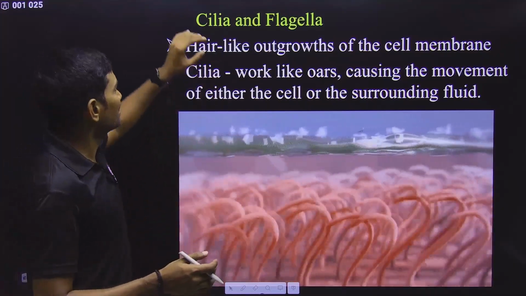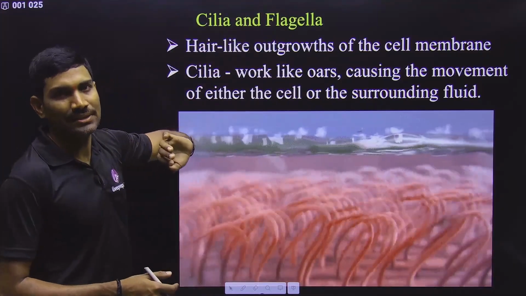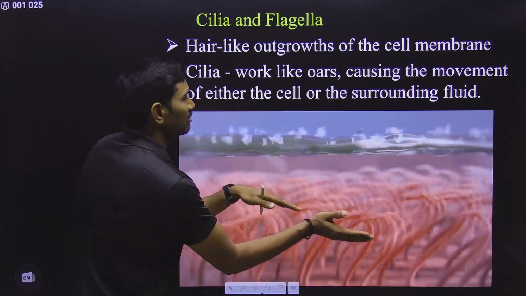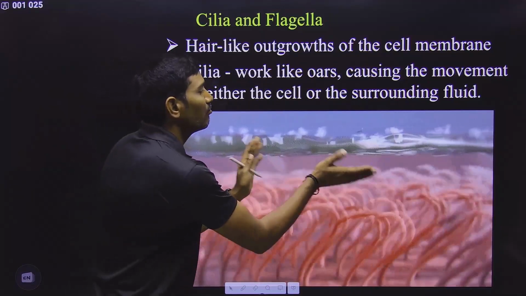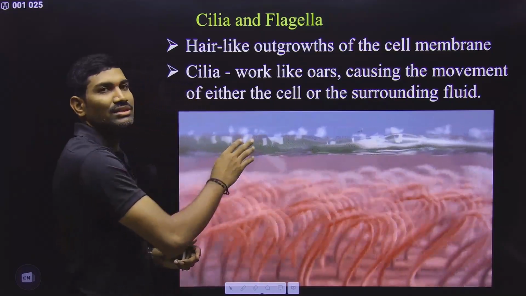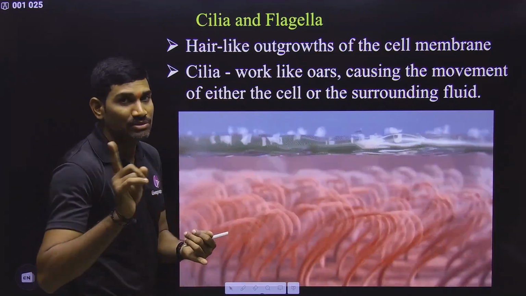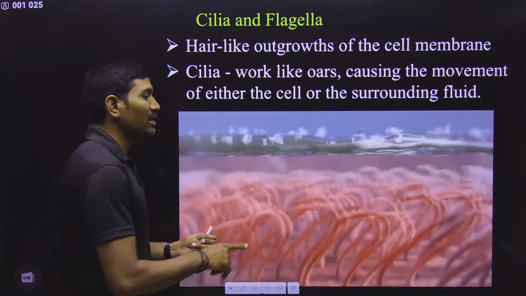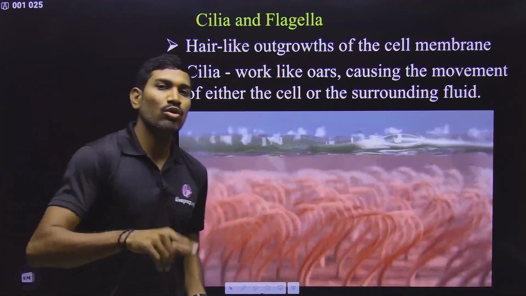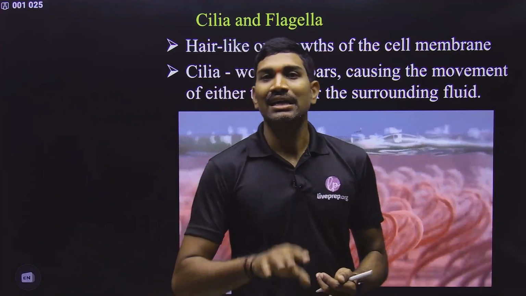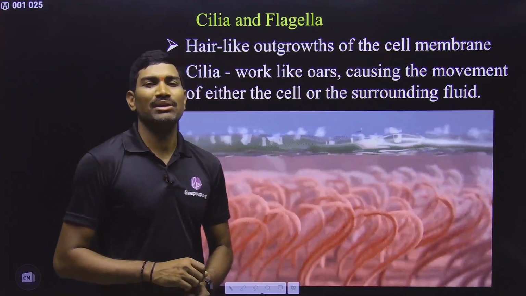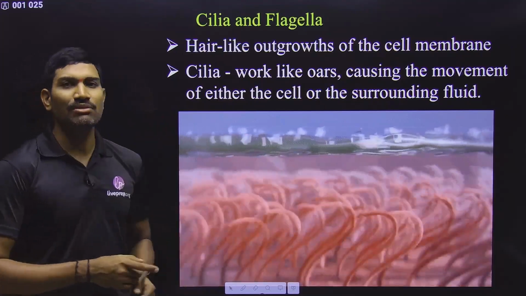Length wise, cilia are shorter when compared with the flagella. And how are they working? They are working like oars. They are pushing the surrounding fluid, yes or no? So they are causing the movement of surrounding fluid, and sometimes, I am not saying always, sometimes they can cause a movement of the cell also. That's why under the locomotor structures we are studying the cilia. Cilia can help in movement of the cell. If you are talking about the paramecium, how is it able to move? With the help of cilia only.